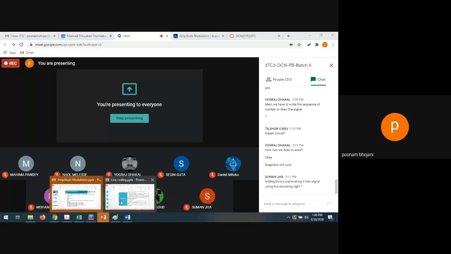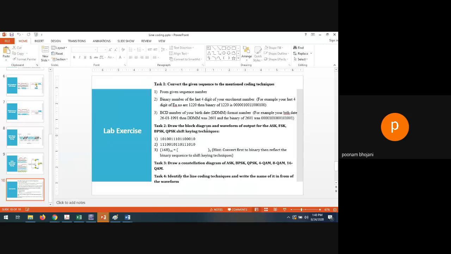Second task, draw the block diagram and waveform of output for the ASK, FSK, PSK, that is binary PSK, and QPSK shift keying techniques. So let me tell you, you can draw only the waveform. Circuit diagram, block diagram is not necessary. As a faculty of your class, I am giving you the relaxation that if you do not draw the block diagram, it will be okay. But you have to draw the waveform of output for ASK, FSK, and PSK. So three numbers are given, right? 10, 100, 111, 011, 010.